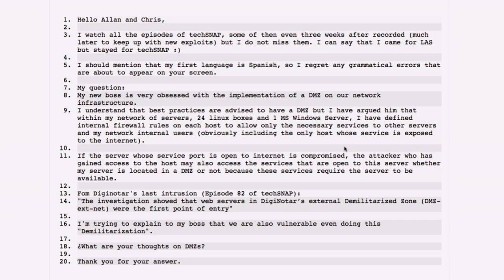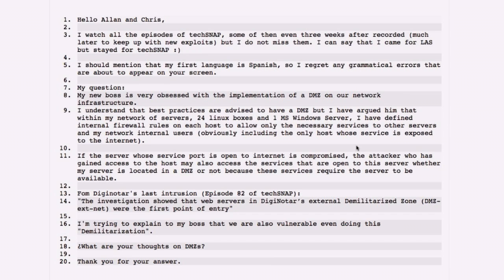And he goes on to reference that in episode 82 of TechSNAP, we mentioned that DigiNotar's compromise was accomplished by using an island hop from their demilitarized zone into their network. And so he wants to know how he can explain to his boss how even though you could have something in a DMZ, it can still be vulnerable to maybe an island hop type attack.